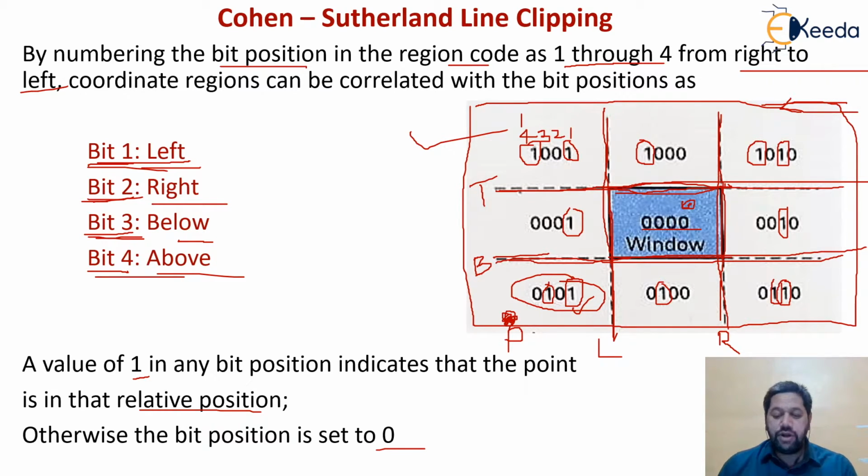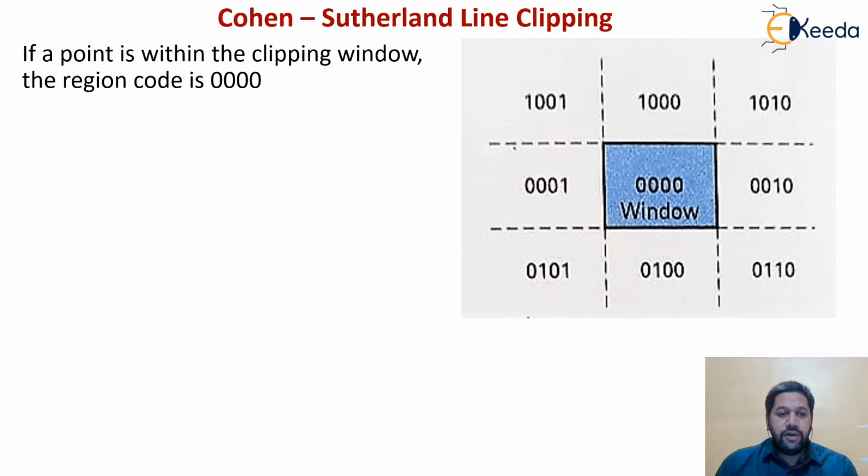Okay, so let us continue our discussion of the algorithm. Here what I'm going to consider is, that's why I told we are going to keep this diagram with us, because this diagram indicates the nine regions and how we are going to set the bit positions in the Cohen Sutherland line clipping algorithm. Now if a point is within the clipping window, then the region code is 0 0 0. We have just seen.